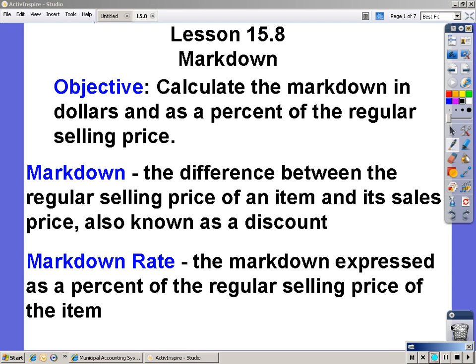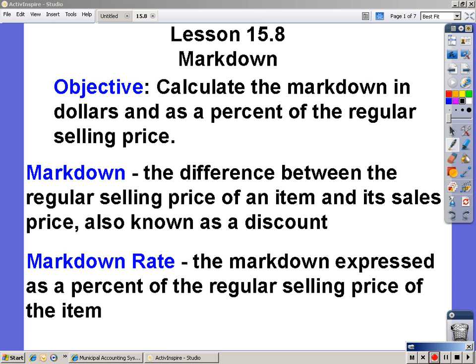All right, lesson 15.8, we have markdown. Your objective today is to calculate the markdown in dollars and as a percent of the regular selling price. Markdown is the difference between the regular selling price of an item and its sales price, also known as discount. Markdown rate is the markdown expressed as a percent of the regular selling price of the item.